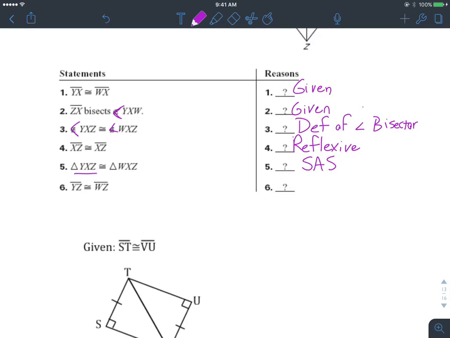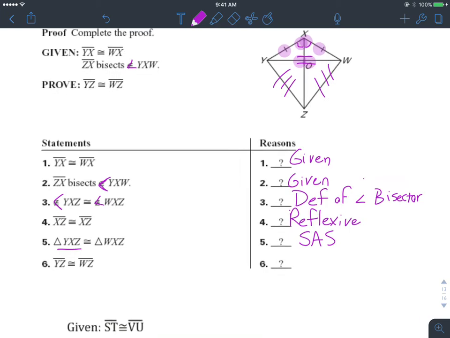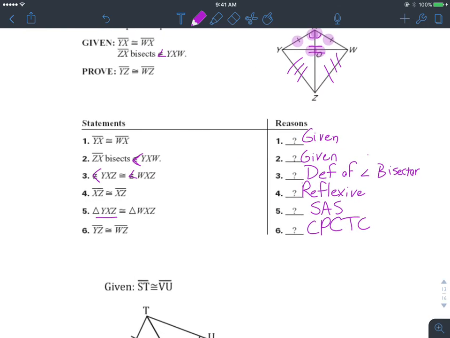Once we say that, then we can go and say all the leftover stuff. So this one here is talking about YZ. So there's that other side. YZ is congruent to the side WZ right there. And that's because of the leftover stuff. So we write CPCTC. That is written for when the leftovers are congruent. So just one additional step that we're adding on, and that's it.